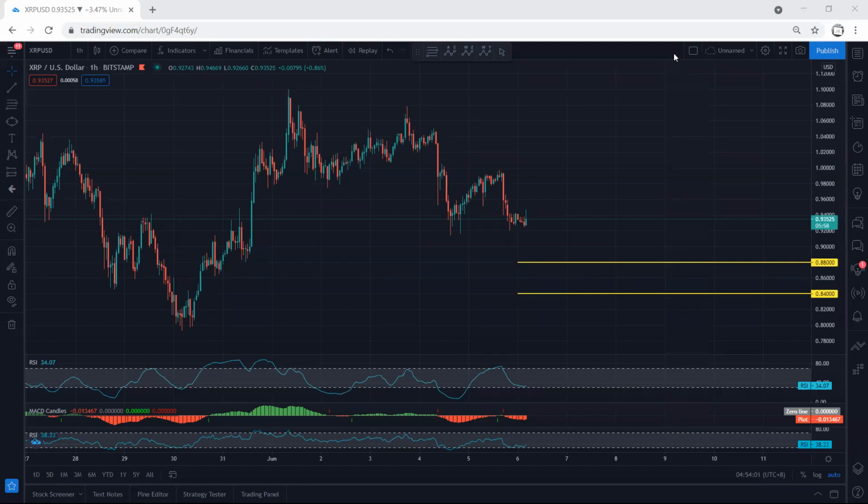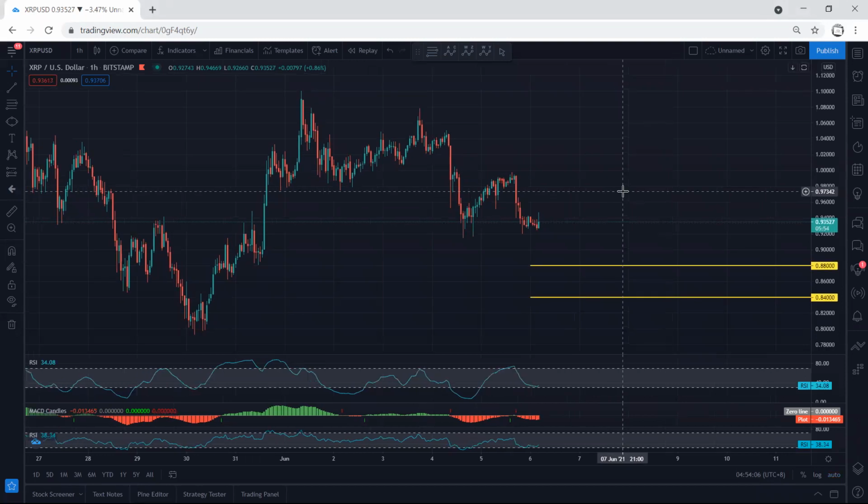XRP, we start with the 1 hour chart. I just want to give a quick update, to see whether we can look for a trade or not. If we refer to our analysis, we have been looking for price to drop, and this is what we get. And we mentioned if we want to look for the next trade, we have to get the correction.